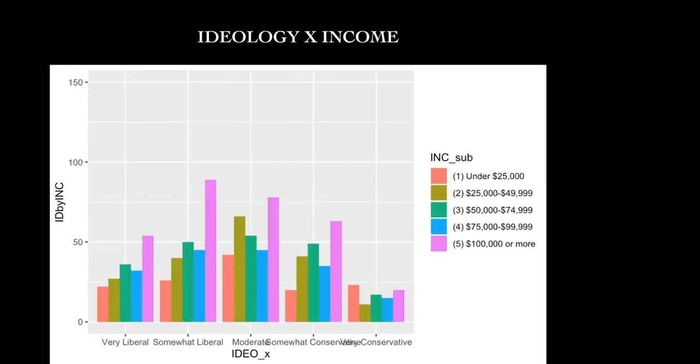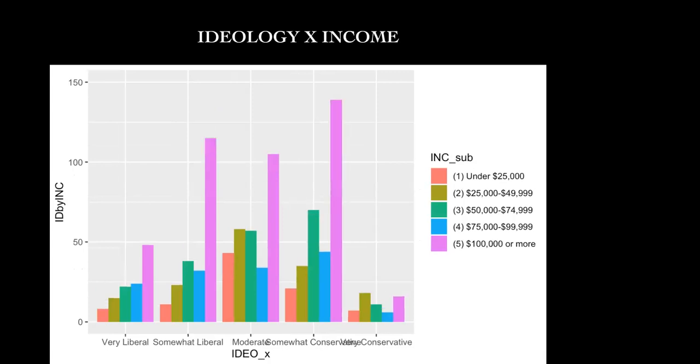And this is between ideology and income. Here we could see that the rich group has been enlarged in my synthetic data set. That's why the bars have been significantly higher in the synthetic data set.